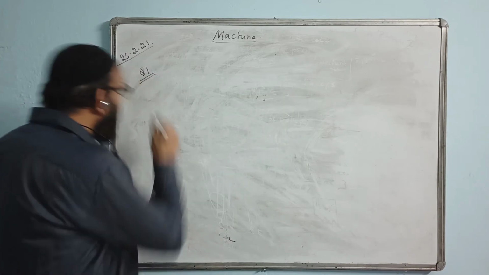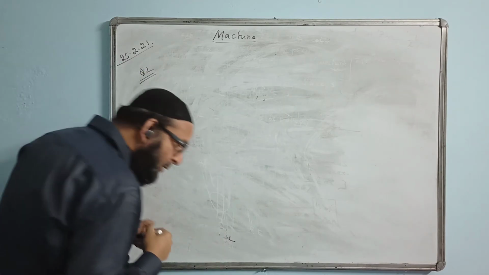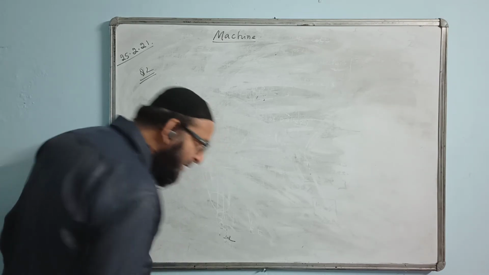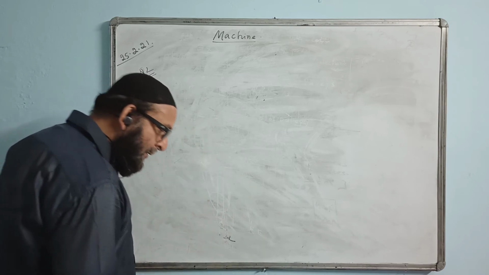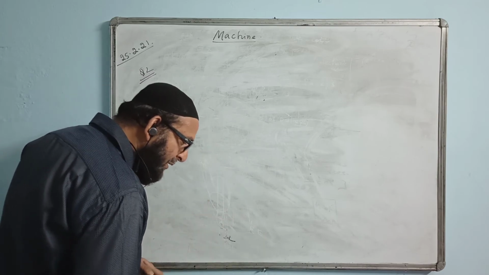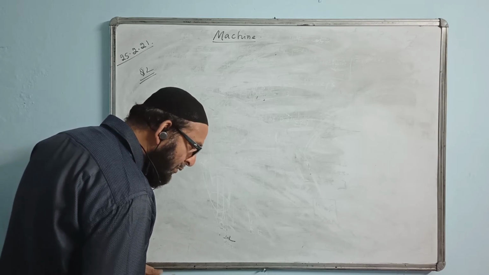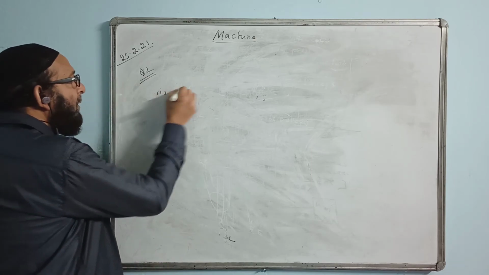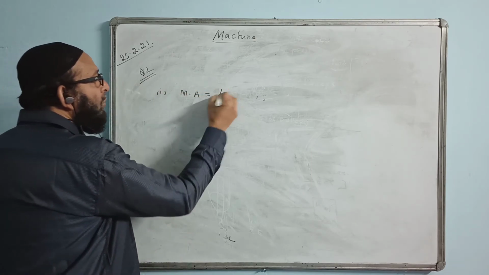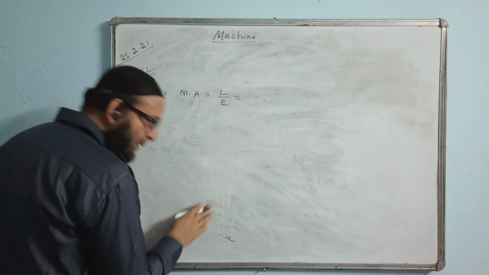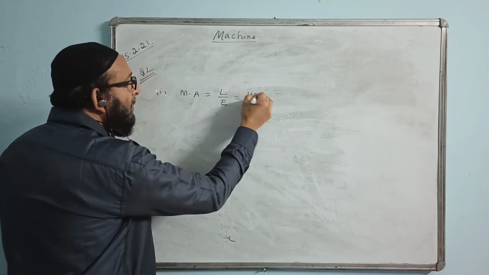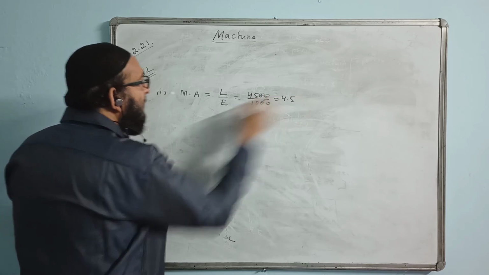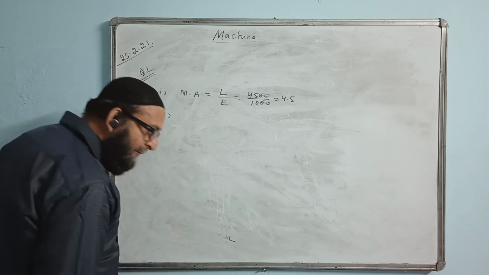Now, the second problem which we did according to the copy is over here. Question says a block and tackle system has 5 pulleys. An effort of 1000 Newton is needed in the downward direction so as to raise a load of 4500 Newton. Calculate mechanical advantage. Same way, mechanical advantage will be equal to load by the effort. The load is given 4500 and the effort is 1000, so the answer is 4.5.